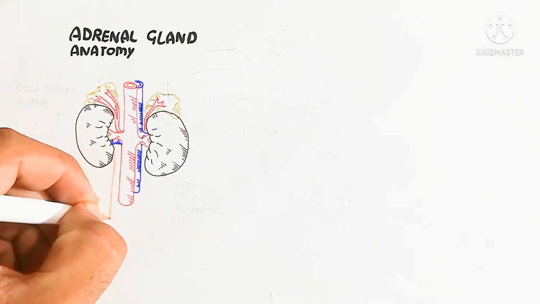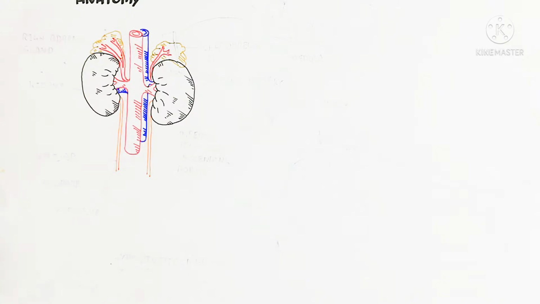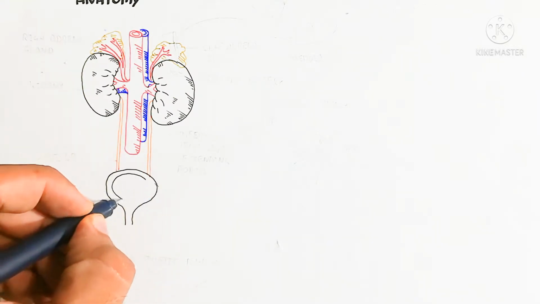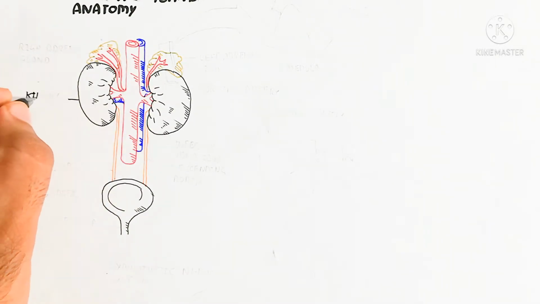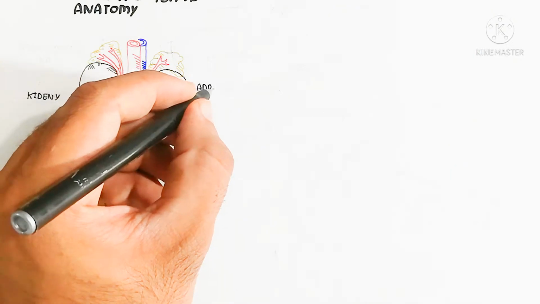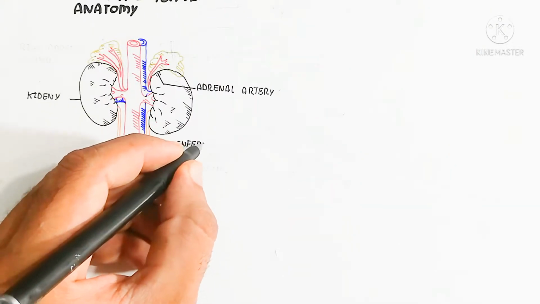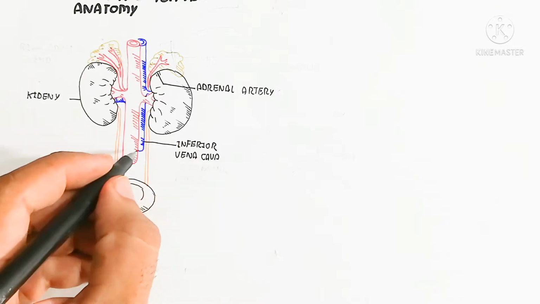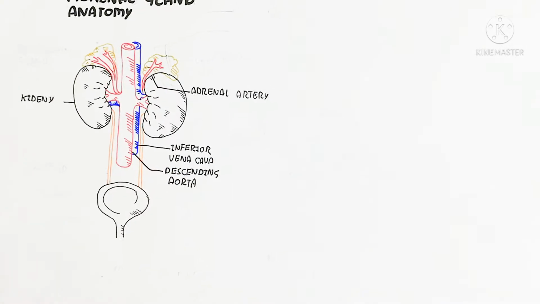Here is the adrenal artery, which supplies the left and right adrenal glands. It means the adrenal artery supplies blood to the adrenal gland. Here are the ureter and two kidneys, as well as the bladder and urethra. Let's talk about the adrenal gland structure, which is basically made up of a cortex.